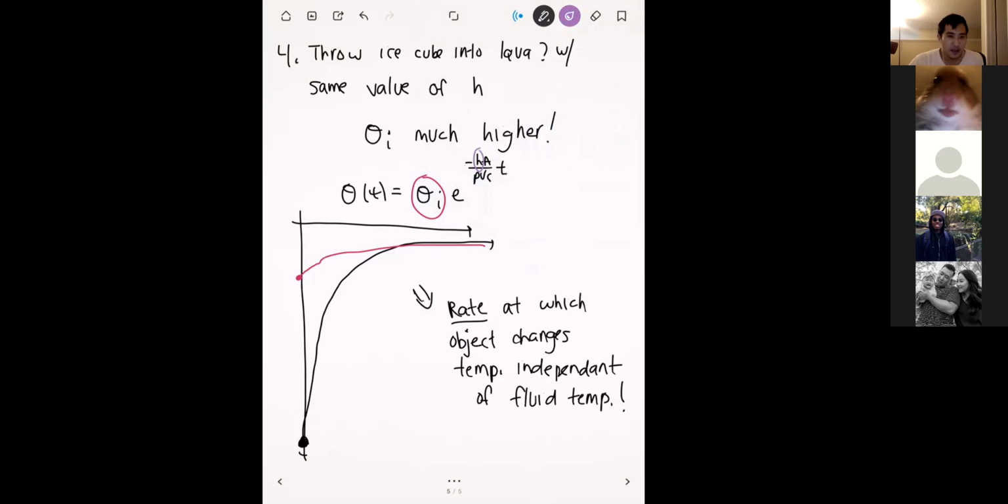In reality, if you throw your ice cube into a pit of lava, the h, or the convection coefficient, for that one is going to be much, much higher. And so your ice cube is going to melt and accelerate its temperature change. But if you assume that h is the same, then you get basically the exact same rate, because this theta i, the initial temperature difference, doesn't enter into this exponential term at all right here. All right, any questions on this?